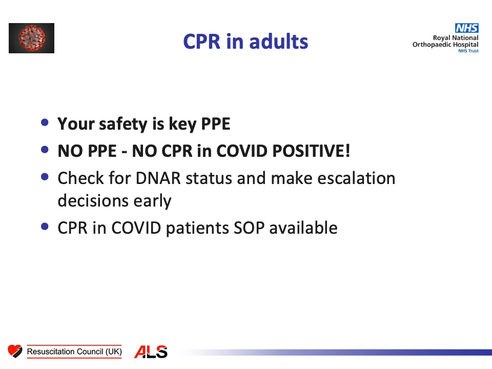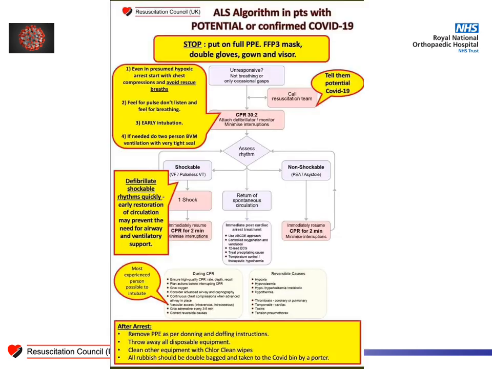Patients on the wards or in ITU should have a DNAR status documented, and escalation decisions should be made early on in the patient's course. There is a CPR in COVID patients standard operating protocol, which will be available on Grapevine. The ALS algorithm is modified for COVID positive patients, as you can see here.